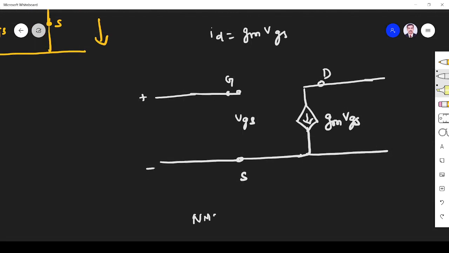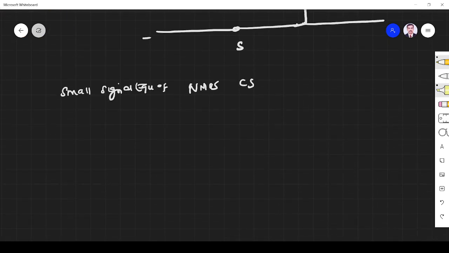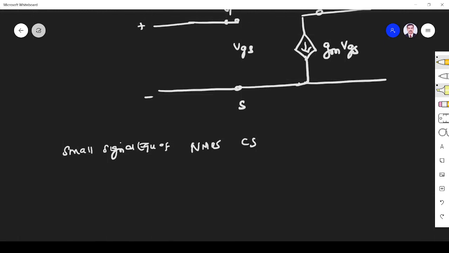So this is the small signal equivalent of NMOS common source. On the input side there is no current, so it is open. On the output side the current is id equal to gm vgs. So this is the way we have to draw a small signal equivalent. Now let us assume the transistor configuration is in saturation. In saturation we know id is equal to Kn (vgs minus VT) whole square. We include the channel length modulation parameter. So what is ro?